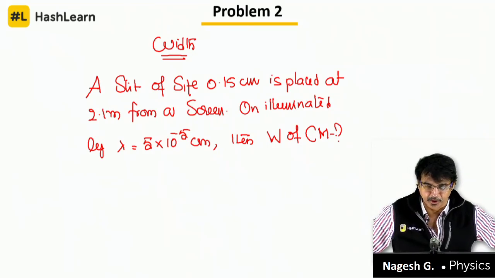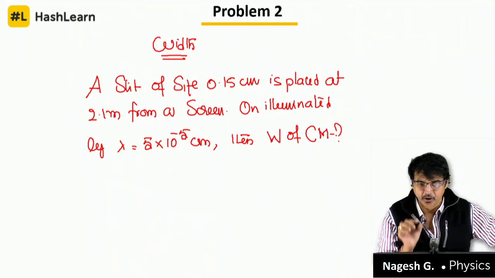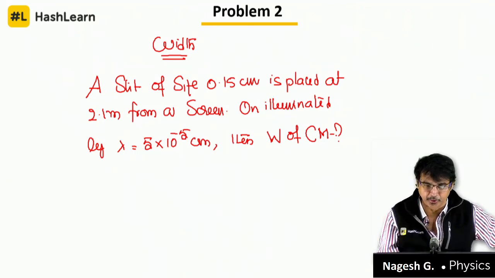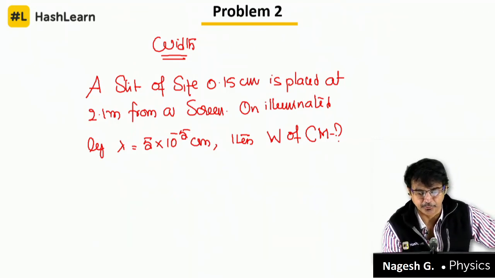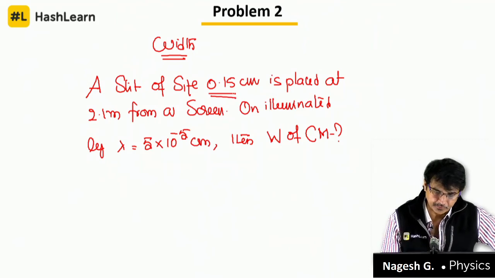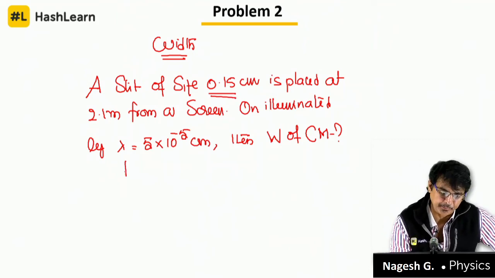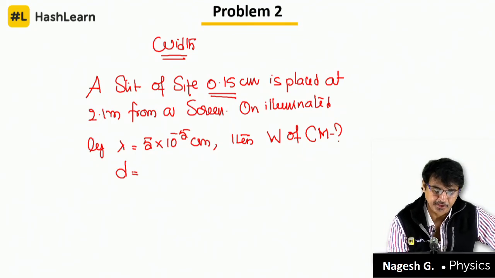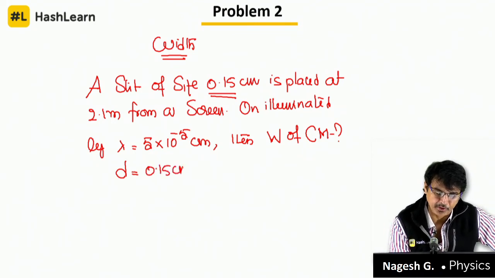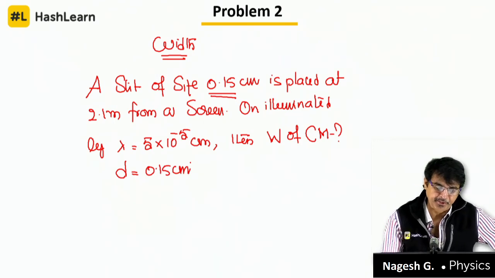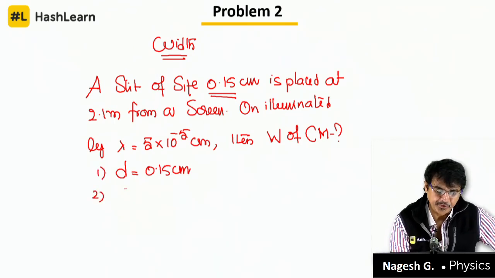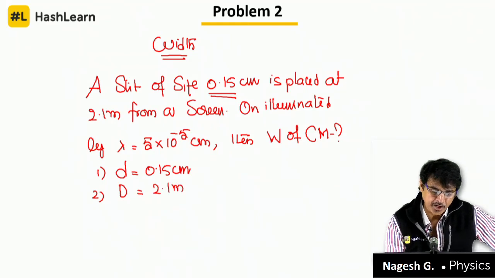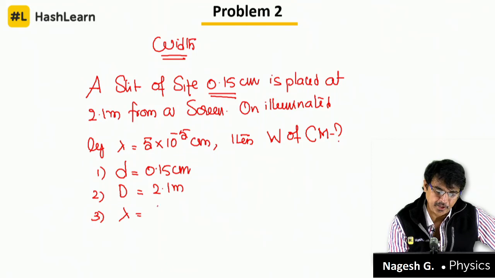For solving any problem, you have just 3 steps. Whatever values they mention in the problem, try to convert them into the equivalent symbols. Here they mentioned 0.15 centimeter. In our notation, the equivalent symbol is d. d is given as 0.15 centimeter, placed at 2.1 meter. The equivalent variable for 2.1 meter is capital D, and lambda is provided. Lambda is equal to 5 into 10 to the power of minus 5 centimeter.